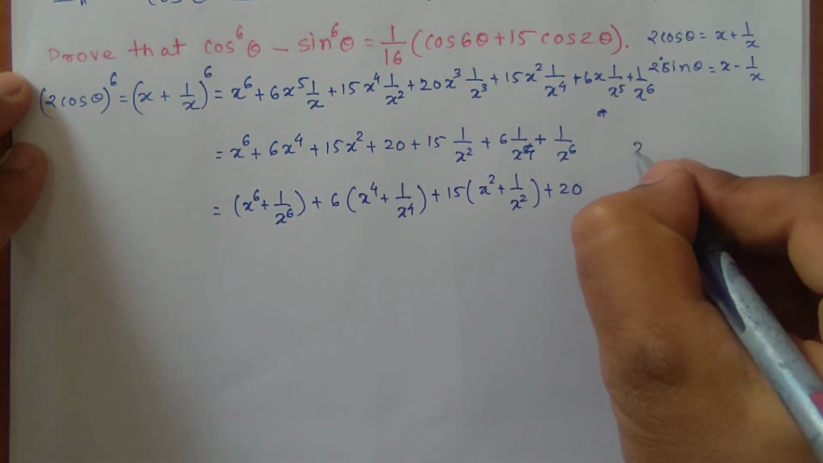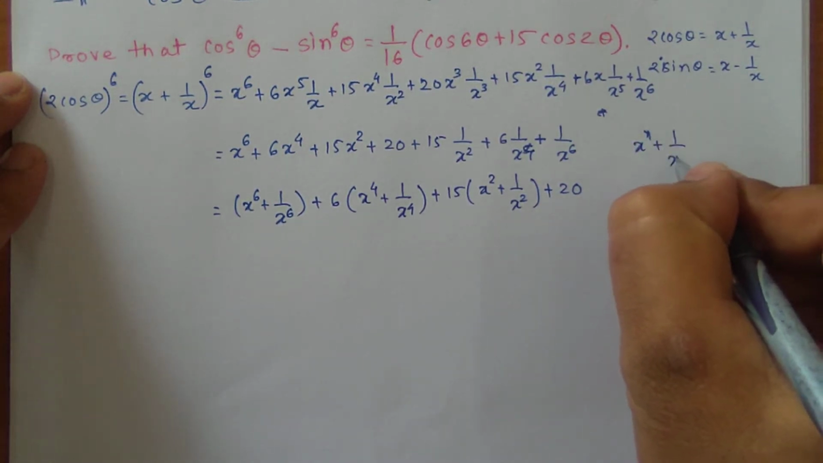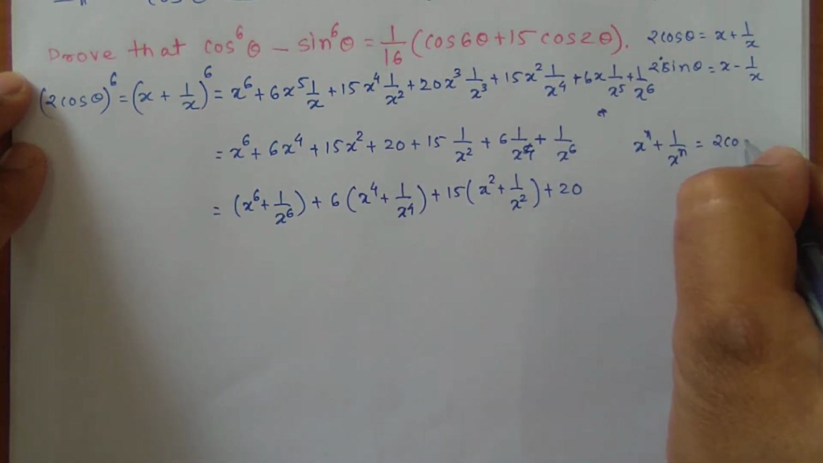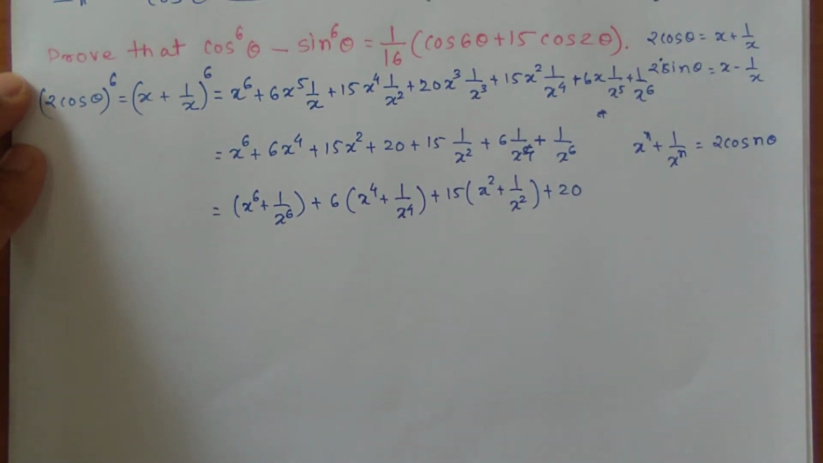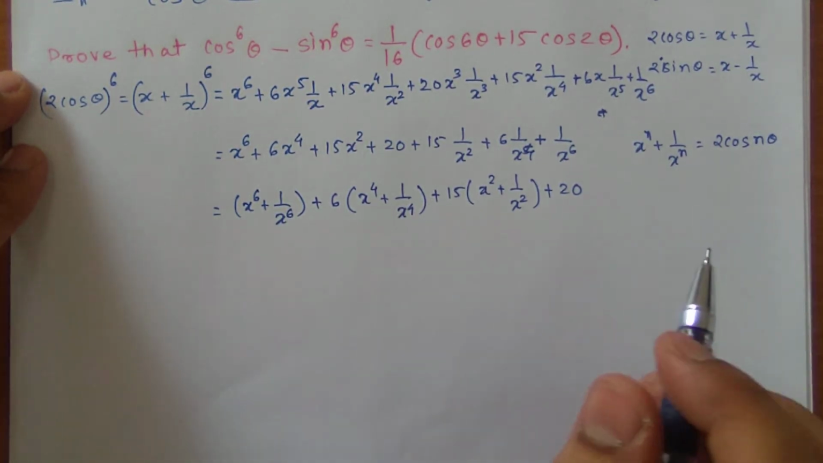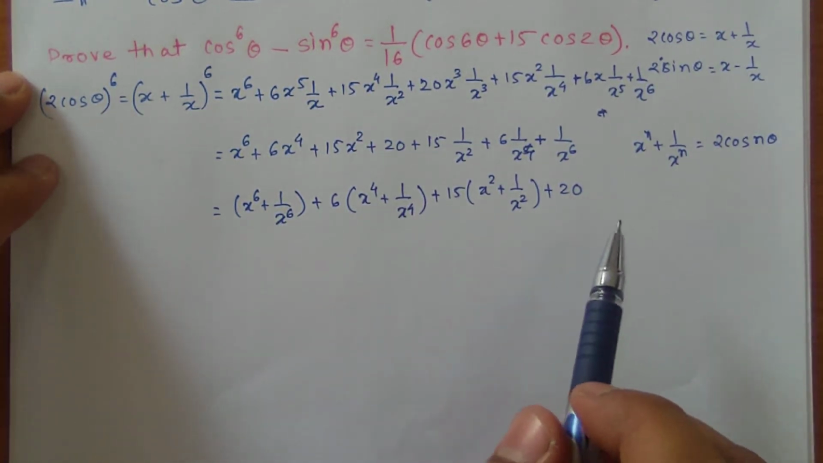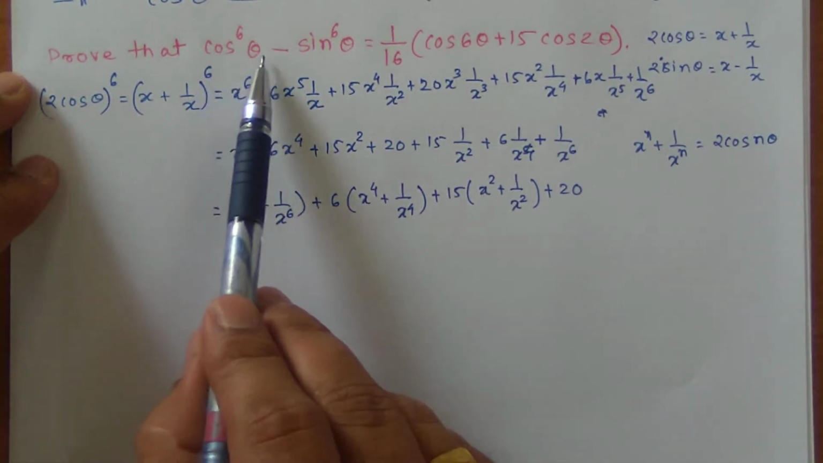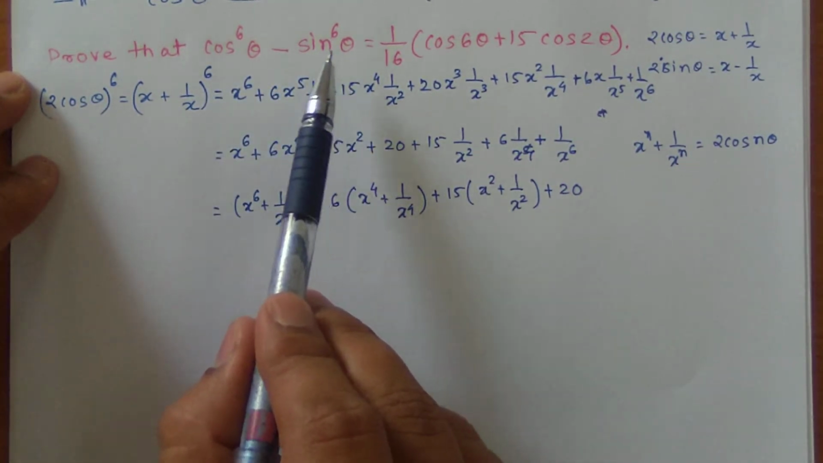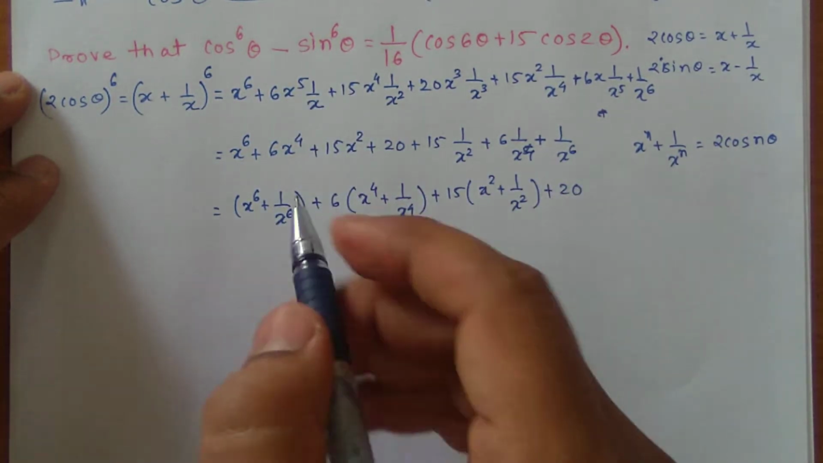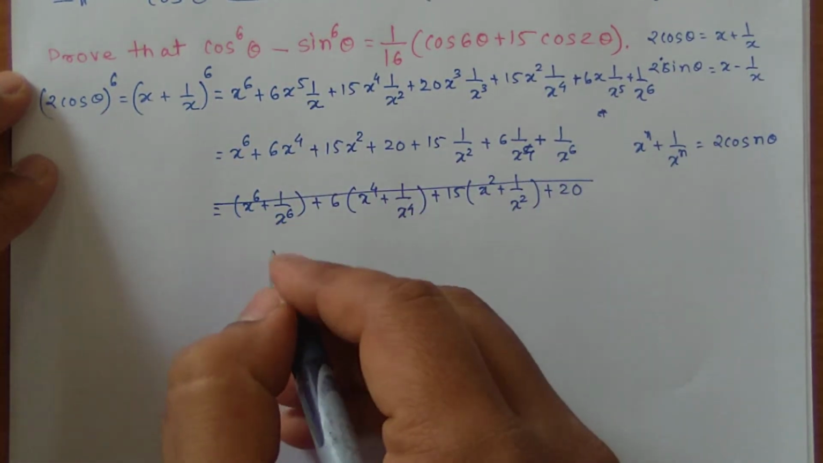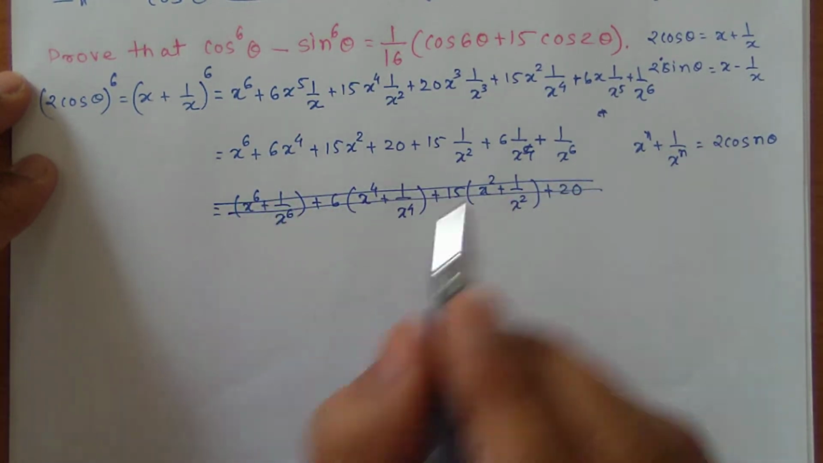Now we know that x raised to n plus 1 upon x raised to n is 2 cos n theta. So by this formula this is 2 cos n theta. But before we proceed further, as I have to take cos raised to 6 theta minus sin raised to 6 theta, I will go for the simplification of sin raised to 6 theta up to this step. Right now we discard this particular one. We just keep it as it is.